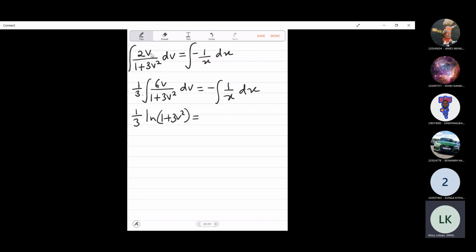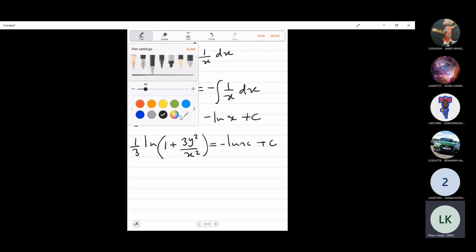And on the other side, I have minus ln of x plus my constant of integration. Then again, v, I need to rewrite in terms of x and y. So I have 1 over 3 times 1 plus 3y squared over x squared is equal to minus ln of x plus c.